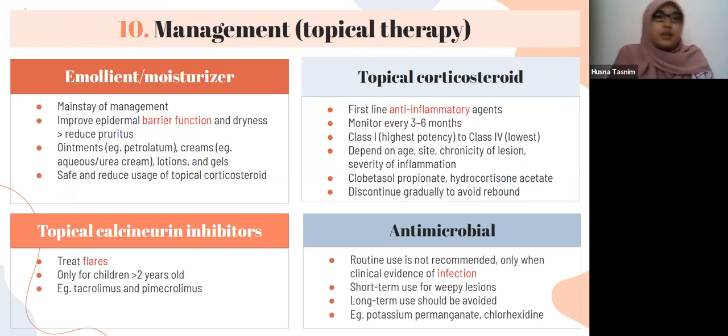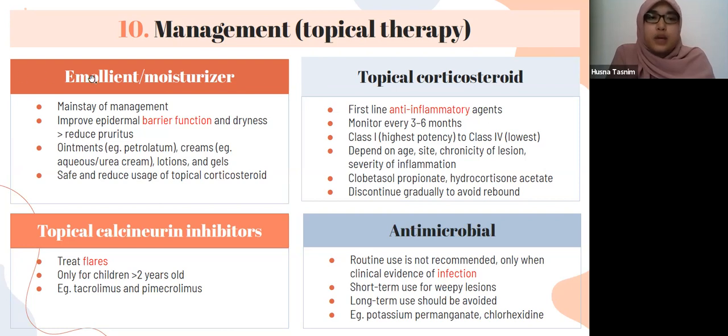After the severity assessment, we plan what the therapy should be for the patients. So for the treatment, we have pharmacological treatment and non-pharmacological treatment. For pharmacological treatment, we have topical therapy and systemic therapy. Okay, the first one is topical therapy. We have the emollient or moisturizer. We also have topical corticosteroids, topical calcineurin inhibitors, and also antimicrobials.